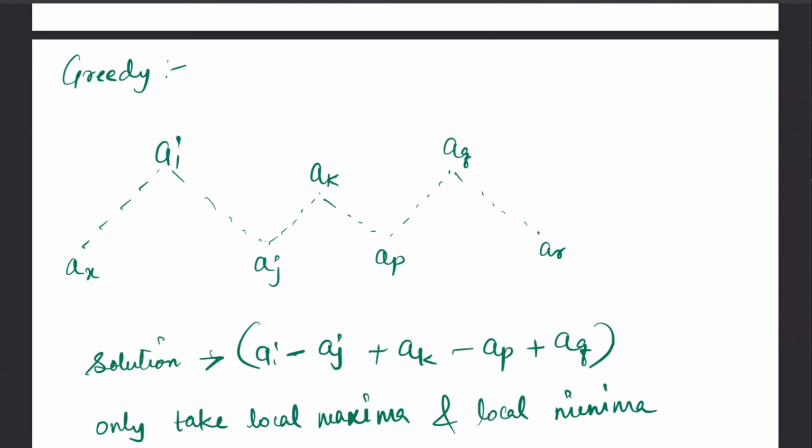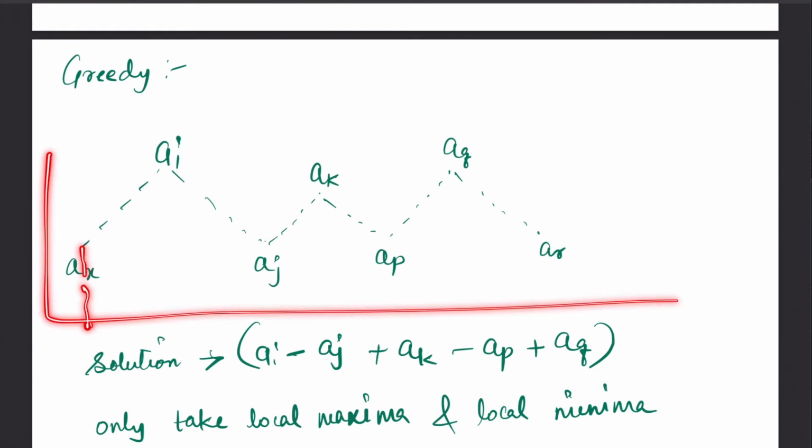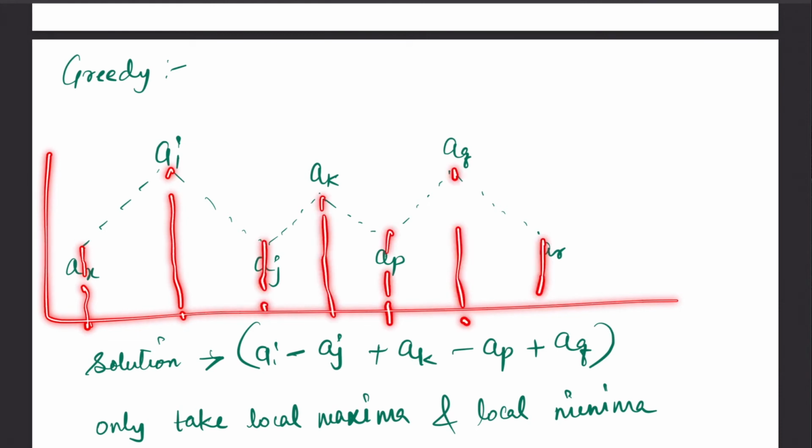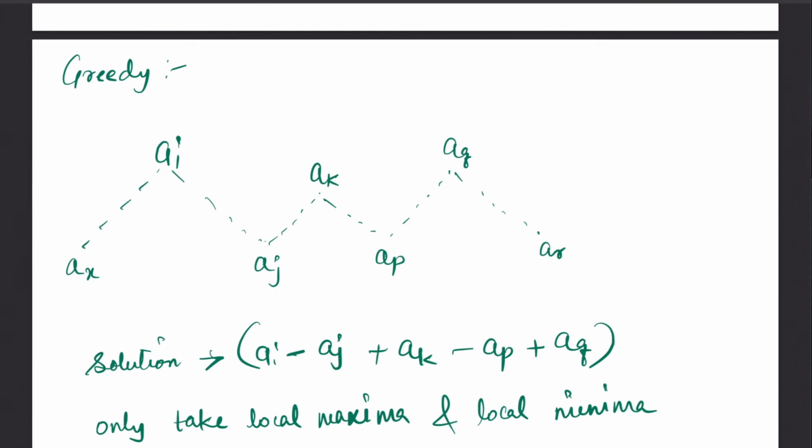So when we have an array which consists of some, let's say, a of x, a of i, a of j, a of k. So these are the elements. So let's say this was our baseline. This was somewhere a of x, this was a of i, this was a of j, this was a of k, this was a of p, this was a of q, this was a of r. So we only care about these local maximas and local minimums.